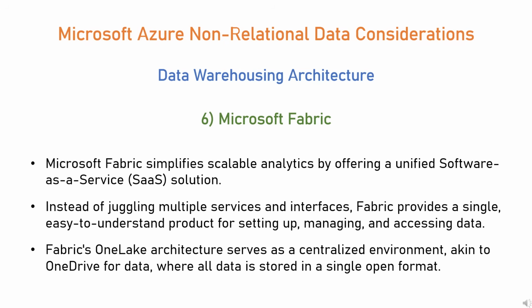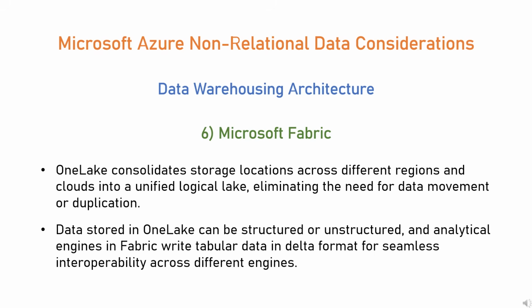Fabric's OneLake architecture serves as a centralized environment akin to OneDrive for data, where all data is stored in a single open format. OneLake consolidates storage locations across different regions and clouds into a unified logical lake, eliminating the need for data movement or duplication. Data stored in OneLake can be structured or unstructured, and analytical engines in Fabric write tabular data in Delta format for seamless interoperability across different engines.